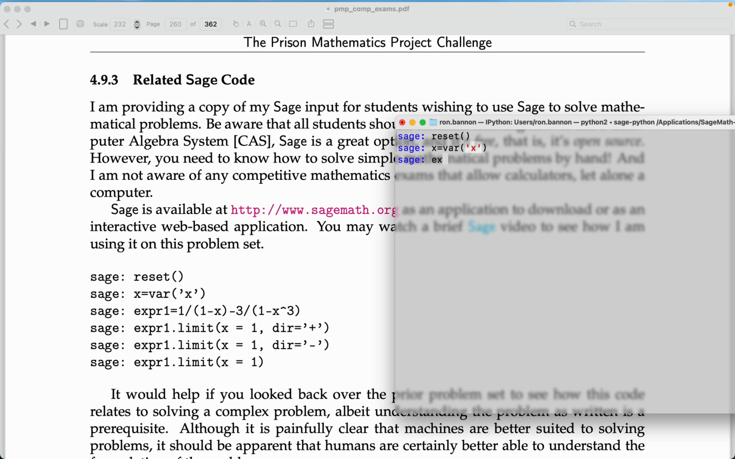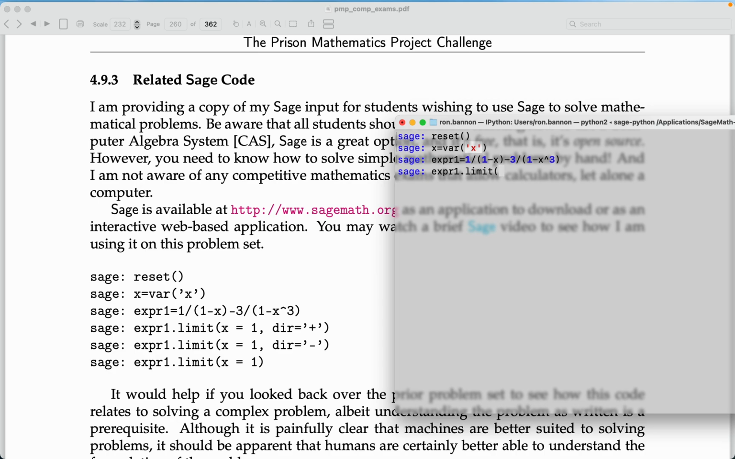Expression now. This is not an equation. EXPR 1. And I'm going to assign this over here, which is 1 divided by, let's see, 1 minus x, minus 3 divided by 1 minus x cubed. All right, and then I want to go through the next thing. It says take that expression, expr1.limit. I'm taking the limit of that expression now.